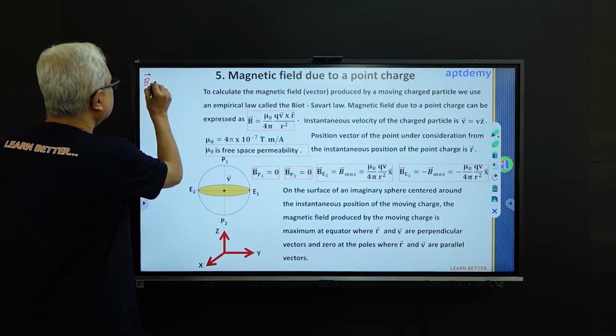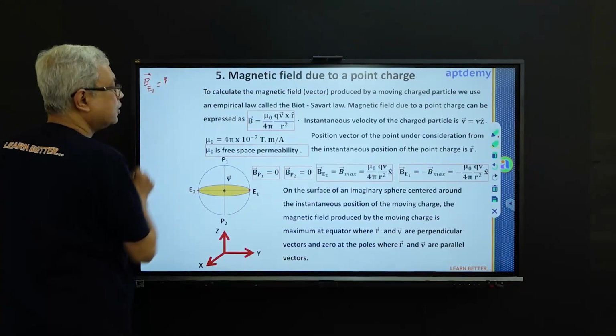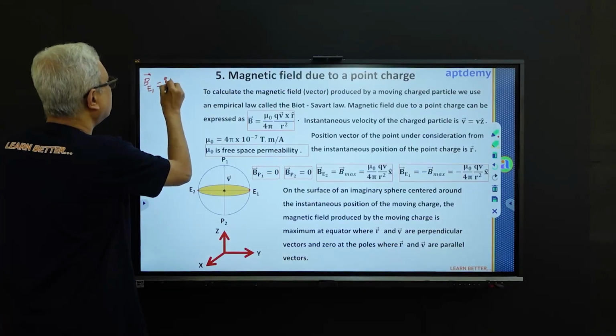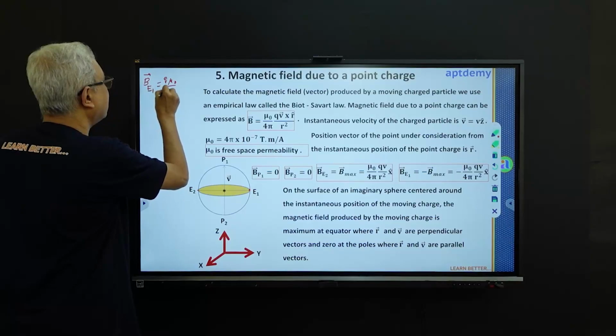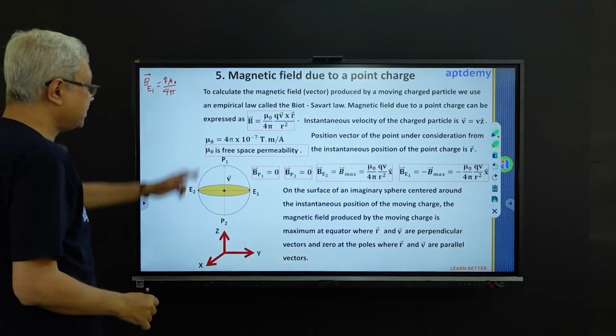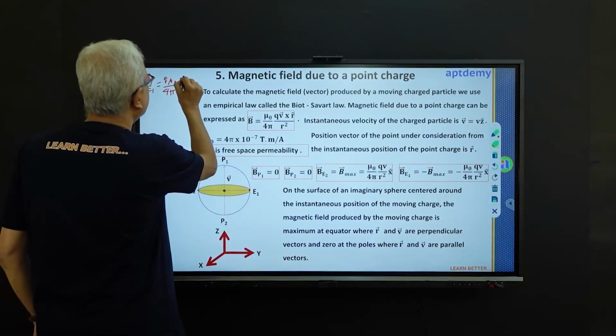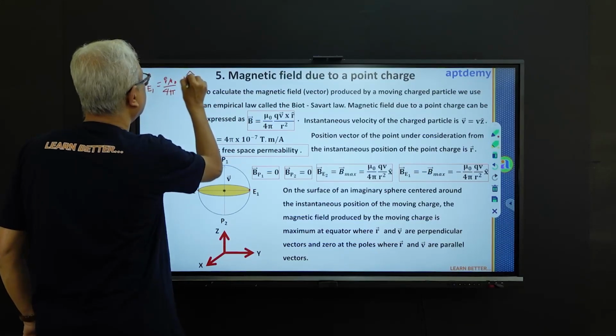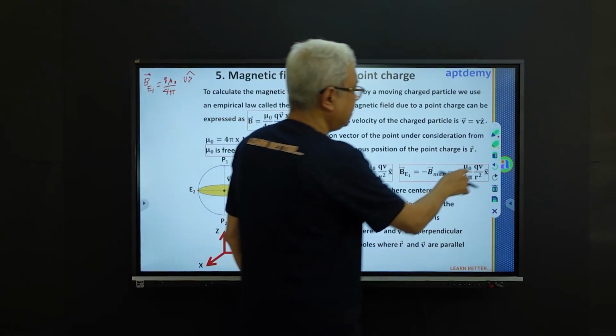It's actually Q mu naught by 4 pi. V is actually V z cap. So V z cap, this is z cap.